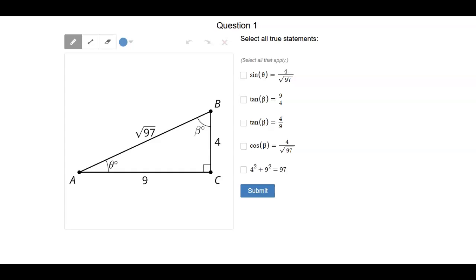Question 1, select all the true statements, meaning that there are probably going to be more than one to choose. So let's just go through the line and see what we figure out.